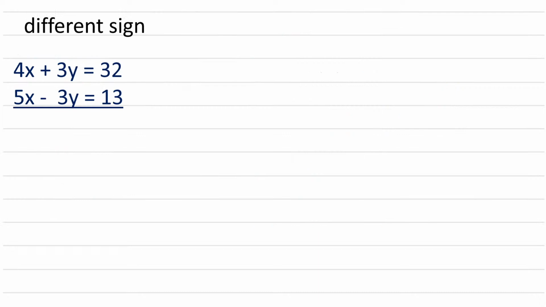So now I'm going to do the next example. What do we have here? We have two linear equations. 4x plus 3y equals 32. 5x minus 3y equals 13.